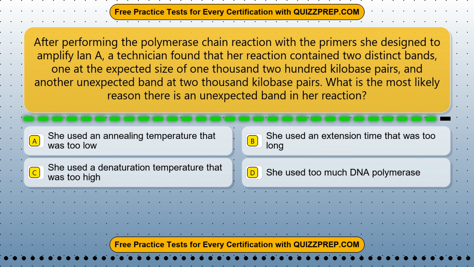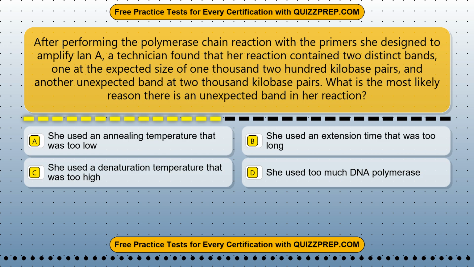Question 1. After performing the polymerase chain reaction with the primers she designed to amplify LON, a technician found that her reaction contained two distinct bands, one at the expected size of 1,200 kilobase pairs, and another unexpected band at 2,000 kilobase pairs. What is the most likely reason there is an unexpected band in her reaction? Option A. She used an annealing temperature that was too low. Option B. She used an extension time that was too long. Option C. She used a denaturation temperature that was too high. Option D. She used too much DNA polymerase.